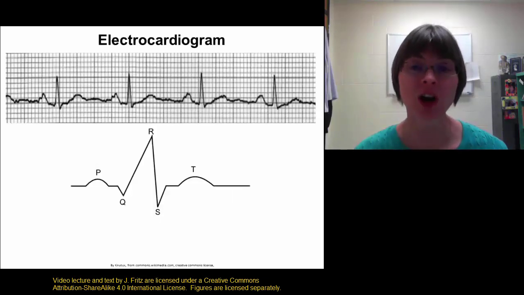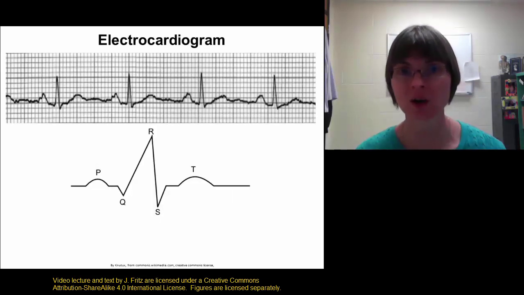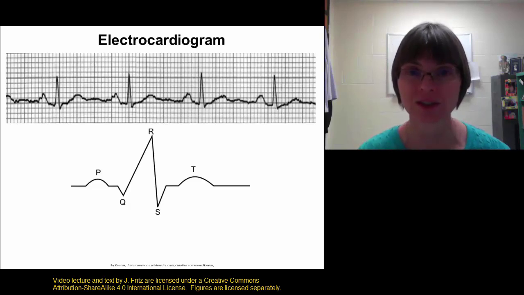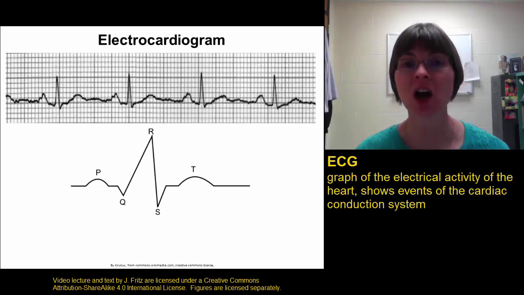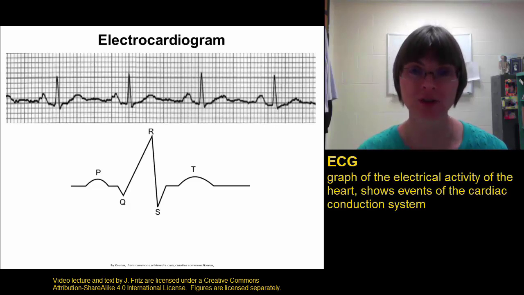Because the signals of the cardiac conduction system that tell the heart when to contract are electrical signals, we can measure them. We can measure the electrical activity of the heart using an ECG, or electrocardiogram. The pattern of an ECG can vary depending on exactly where leads are attached to measure the electrical activity of the heart, but a typical ECG pattern looks like the one shown.